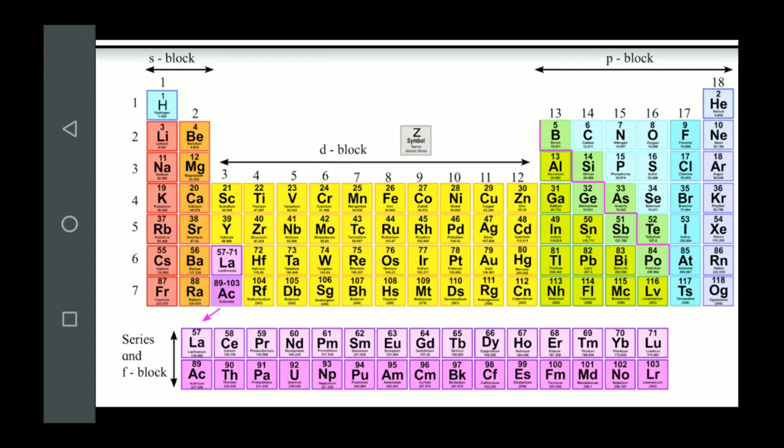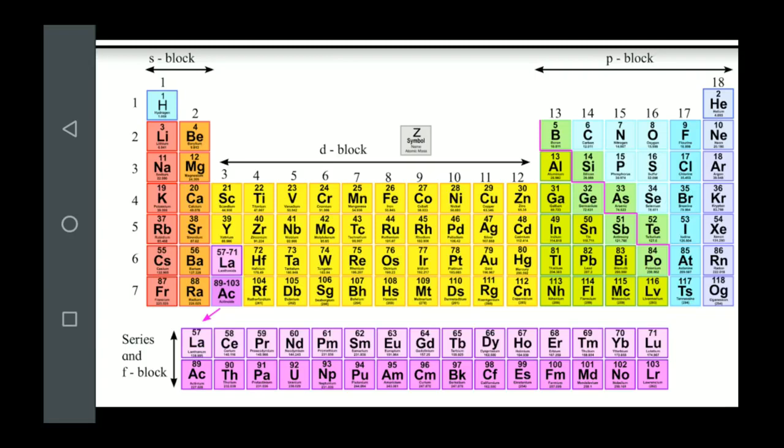So this f block series can be divided into the lanthanoid series and the actinoid series. Whenever we say lanthanoid, we are referring to all the 14 elements present in the 4f series, and whenever we say actinoids, we are referring to all the 14 elements present in the 5f series. So there are 28 f block elements.